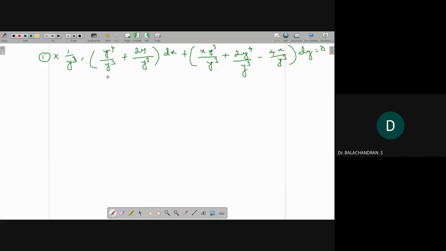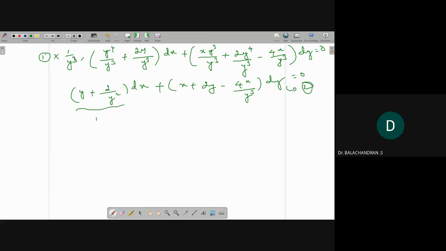So if you simplify, you will get y plus 2 by y square into dx plus x plus 2y minus 4x by y cube into dy equal to 0. So this is equation 2. Now this is your M, this is your N.